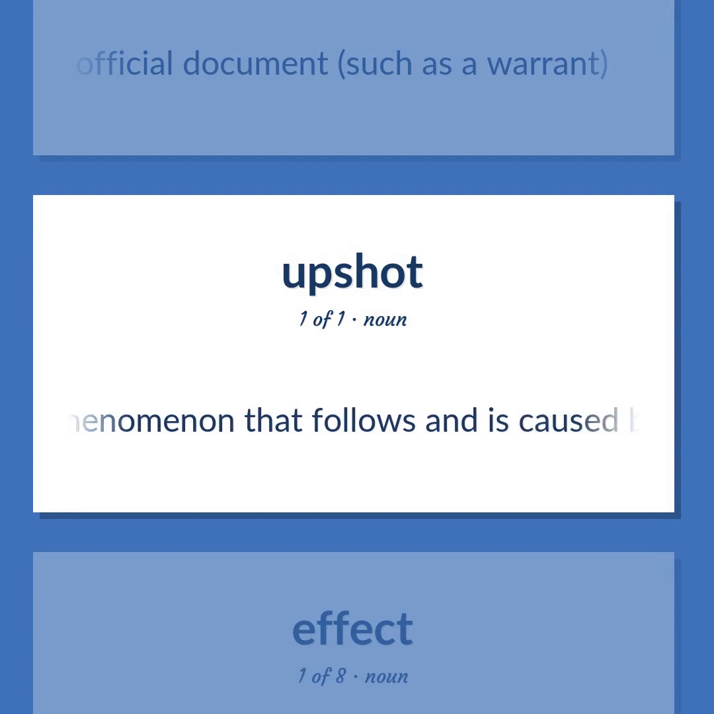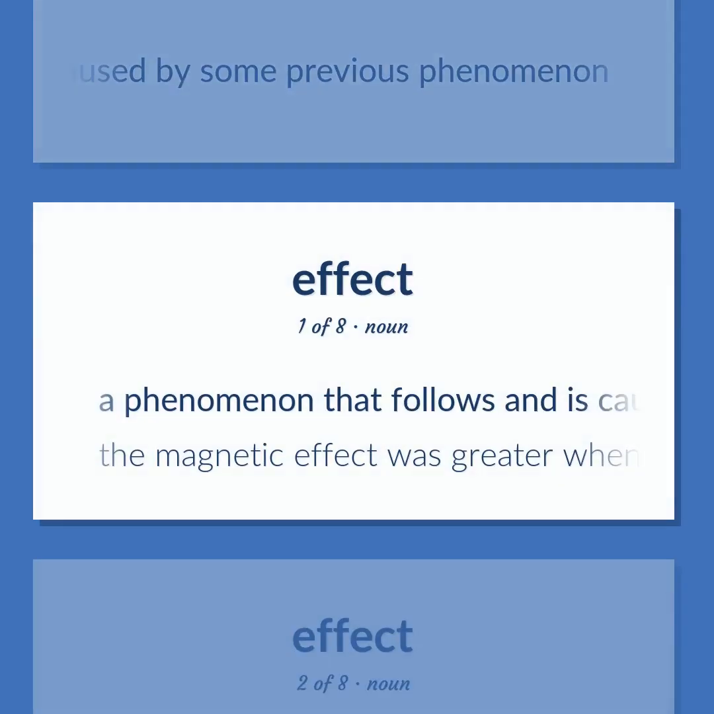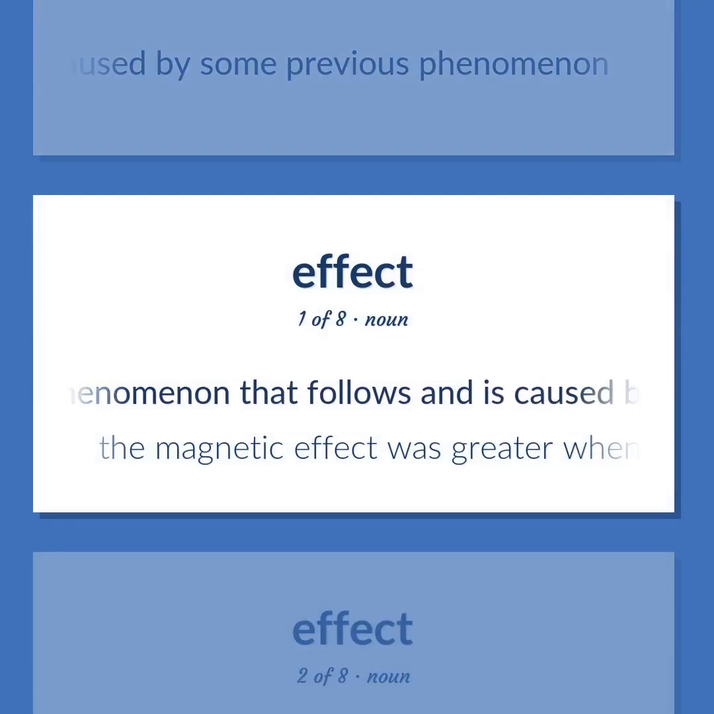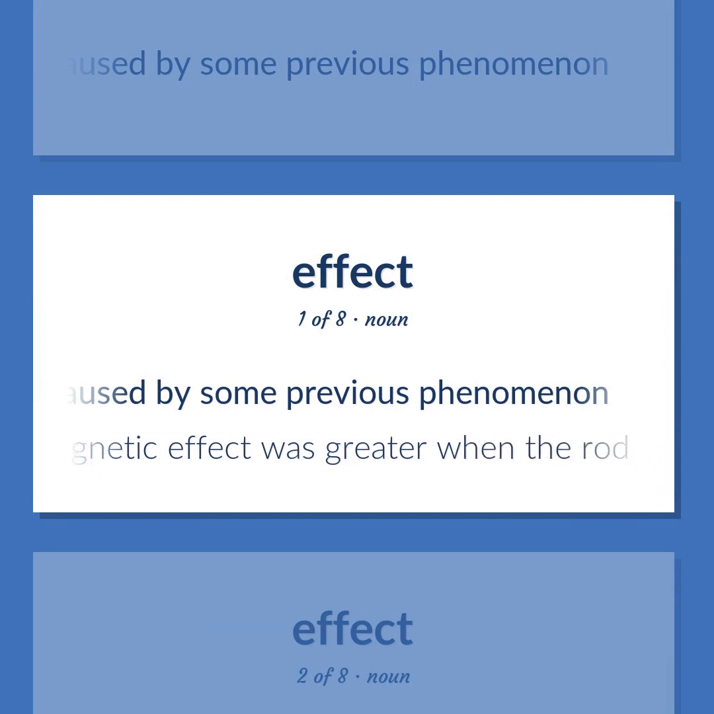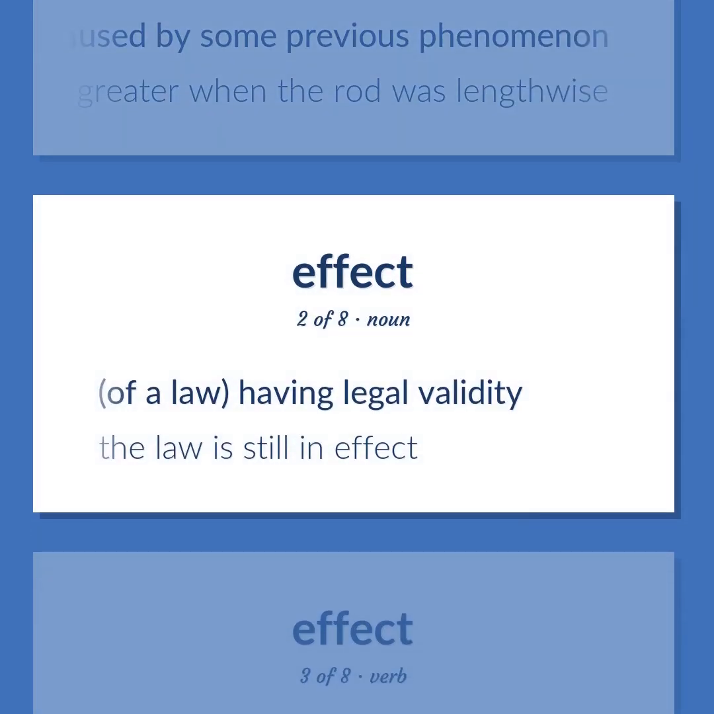A phenomenon that follows and is caused by some previous phenomenon. A phenomenon that follows and is caused by some previous phenomenon. The magnetic effect was greater when the rod was lengthwise. Of a law, having legal validity. The law is still in effect.